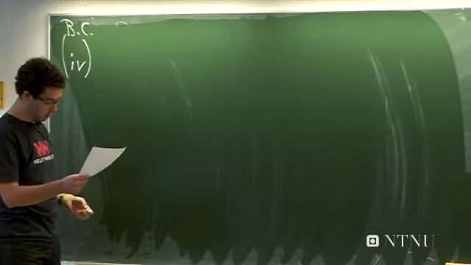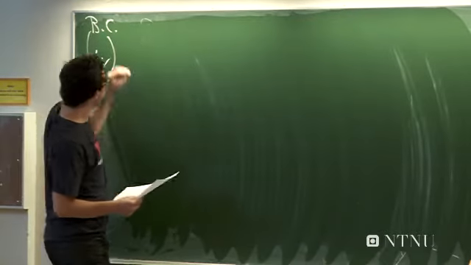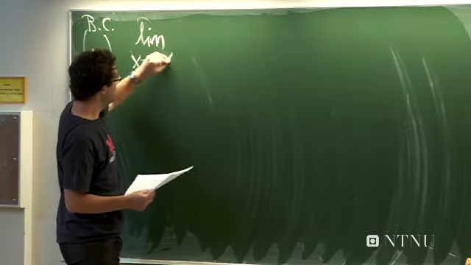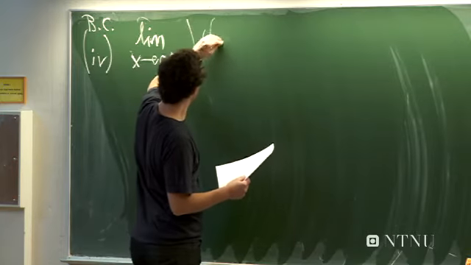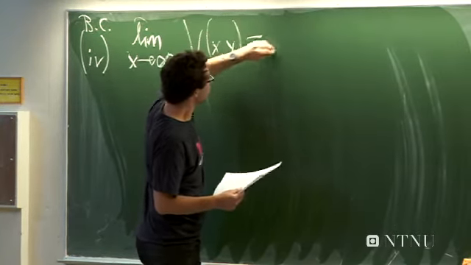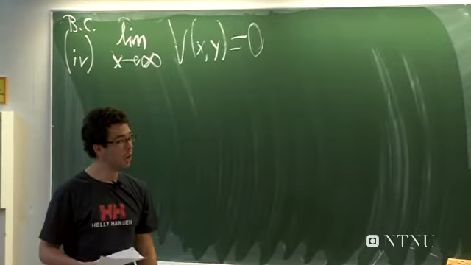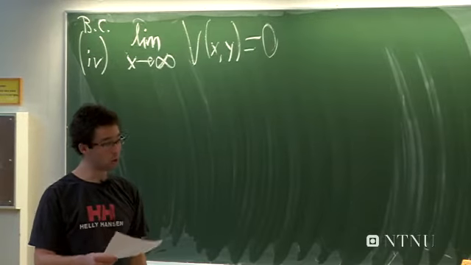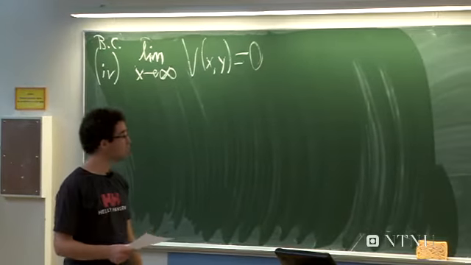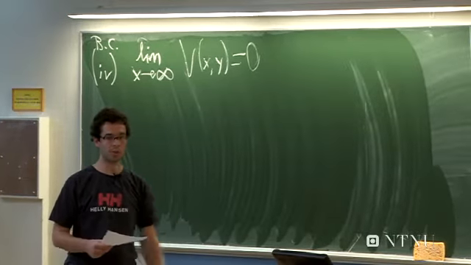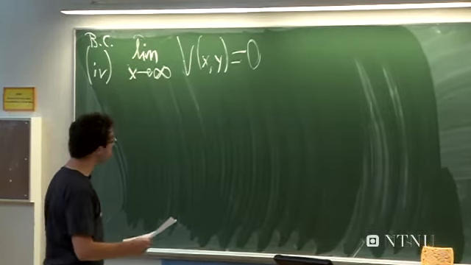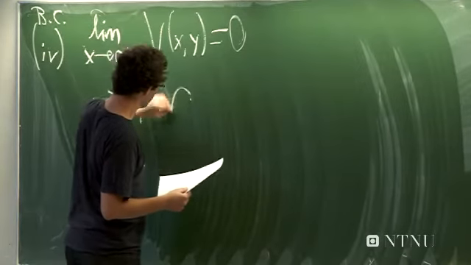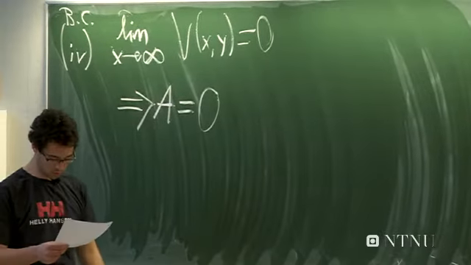Number 4. And it says that as x tends to infinity, the potential should go to 0. And now if you have a look over there, I can't even see it, but I guess it's a e to the kx, that term has got to be 0, right? Because otherwise it's going to blow up at infinity. So I'm setting a equals 0. And that reduces the whole thing a bit.